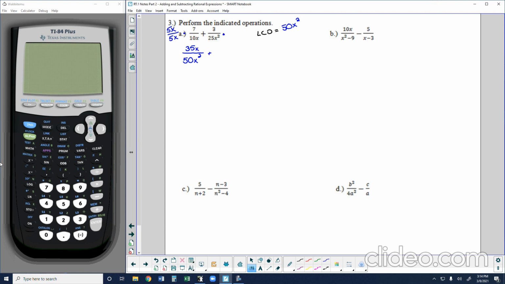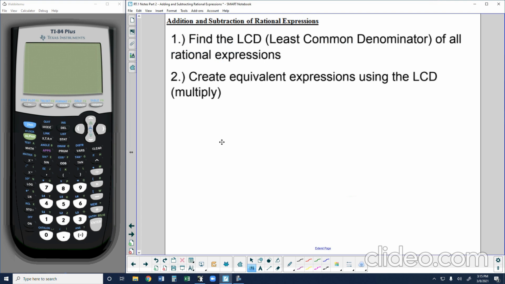Now I'm going to do the same thing with the second fraction, and in this case, all I need to do is multiply by 2 over 2. If I multiply 25x squared by 2, that's going to give me 50x squared. So I need to multiply the numerator by 2 as well, and that gives me 6. So the equivalent expressions with the LCD are these two fractions, and they're still being added together.